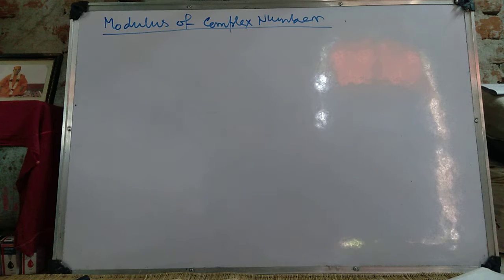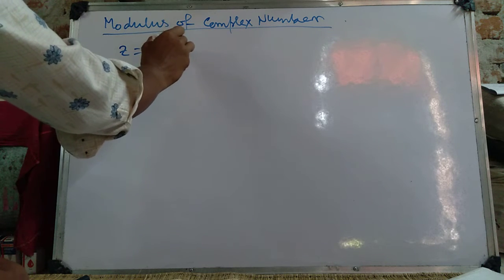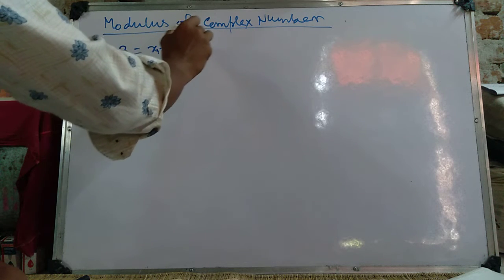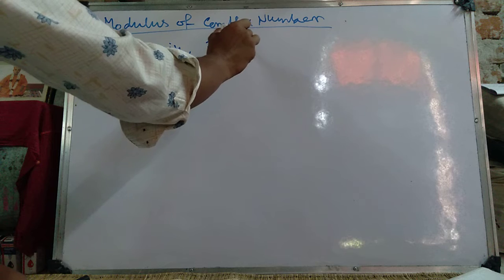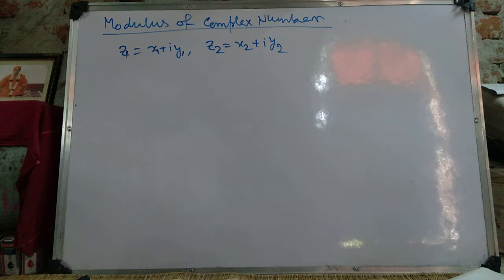We know that a complex number is not comparable. That means z equals x plus iy, and here z1 is x1 plus iy1 and z2 is x2 plus iy2. In this way, a complex number is represented. We discussed this in the previous class also.